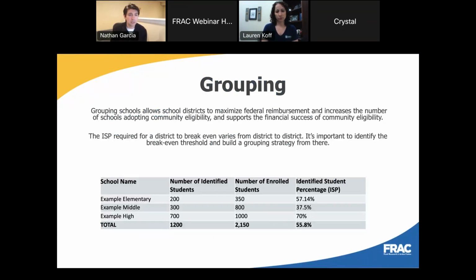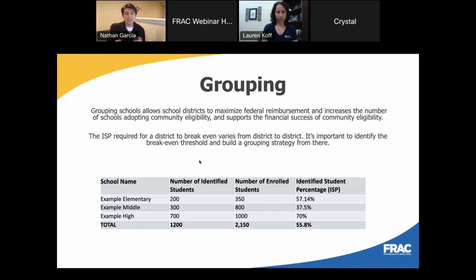So going into grouping a little bit more, grouping schools allows school districts to maximize federal reimbursement and increase the number of schools adopting community eligibility, and supports the financial success of community eligibility. The ISP required for a district to break even varies from district to district. It's important to identify the break-even threshold and build a grouping strategy from there. Here in the table you see below, we have some examples of different schools in elementary, middle, and high school, all with different identified student percentages.